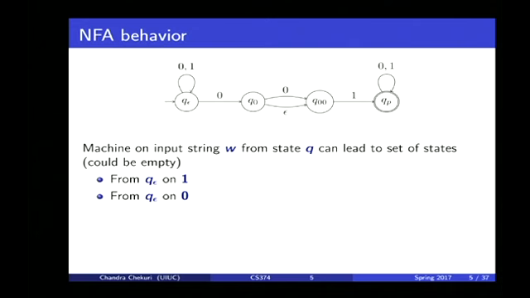I claim the possibilities are Q epsilon, Q0, and even Q00. Because I can see 0 and then go on epsilon to Q00, because I'm allowing you to.